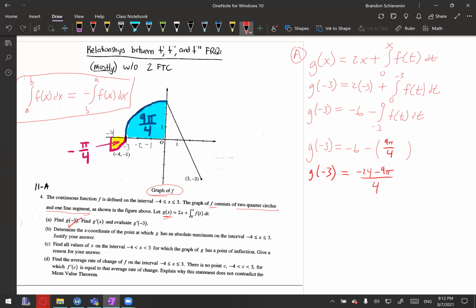That was the first part. I also need to find the derivative of g in its general form, and then use that to find g prime at -3. So if that's part A, and then I've got part B here. G prime at x should be equal to, that's the end of the order, so I'm back to in B. In B, if g of x is 2x plus this integral, then what is g prime?